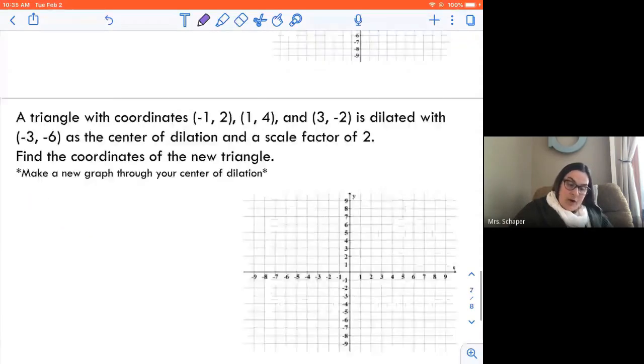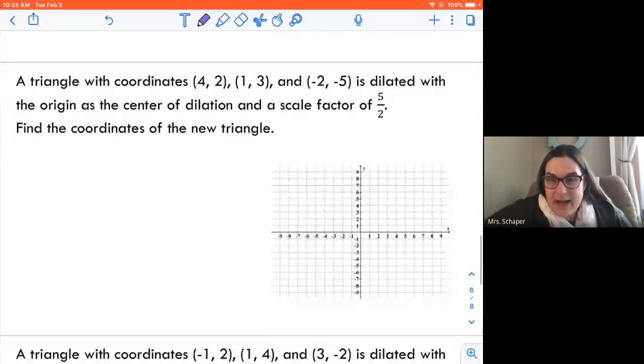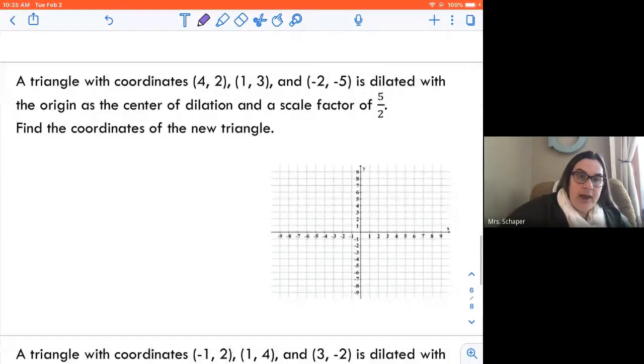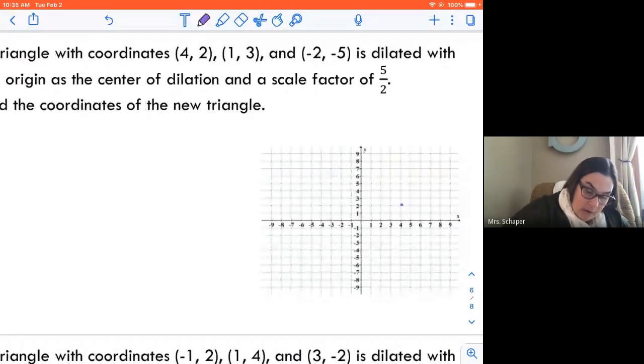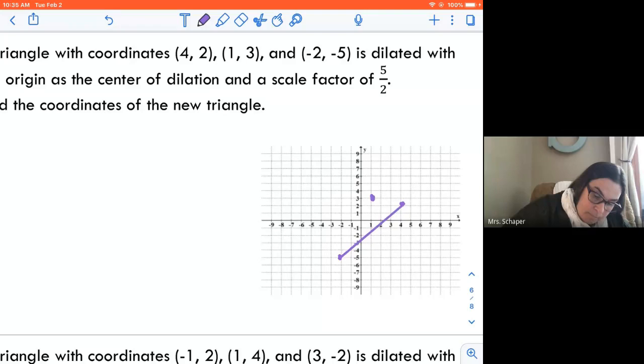All right, so here we go. This is that ordered pair that I'm talking about with you, right? So we have the triangle. We're going to plot these coordinates down. So we've got (4, 2), and we've got (1, 3), and we've got (-2, -5). All right, so I have my figure. I'm going to draw it in here.